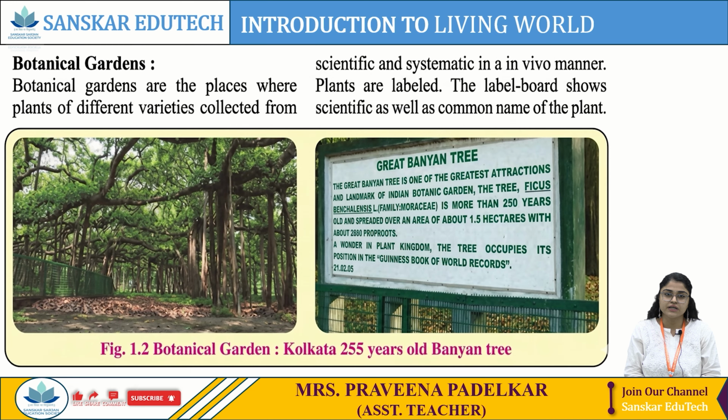Next, to botanical gardens. Botanical gardens are the places where plants of different varieties are collected from different parts of the world. They are grown in a scientific and systematic manner. Plants are labeled. The label board shows the scientific as well as common name of the plant. You can see an image of the great banyan tree in your textbook. It is 150 years old.